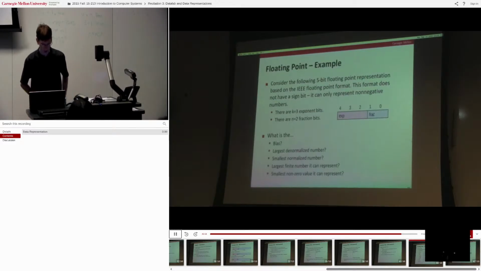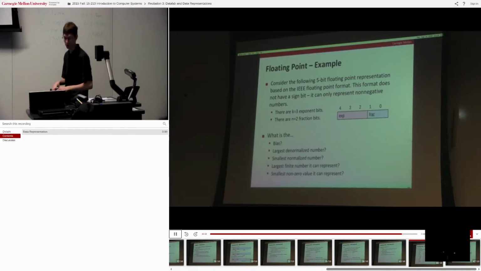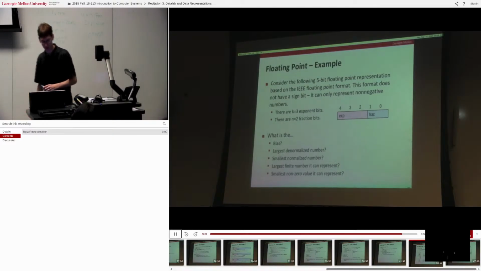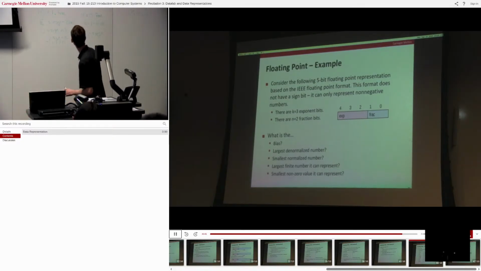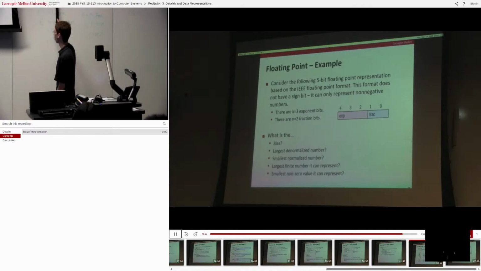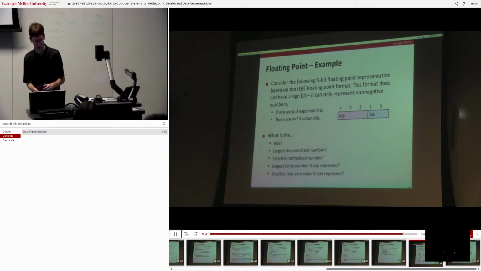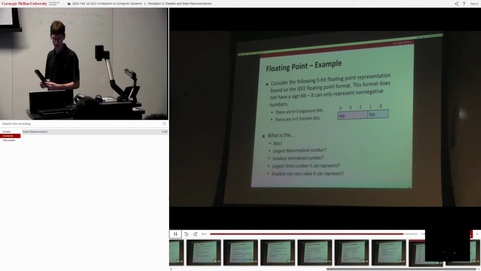OK. And so then we've got some examples here, just to finish off the recitation. So we're back to this 5-bit system, 3 exponent bits, 2 fraction bits. What's the bias? I already calculated that before. We had k equals 3, so that's 2 to the 2 is 4, minus 1, so the bias is 3. And then we can talk about, what's the largest denormalized number that we can represent?